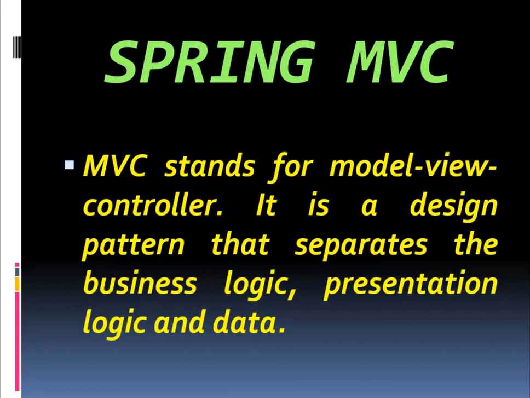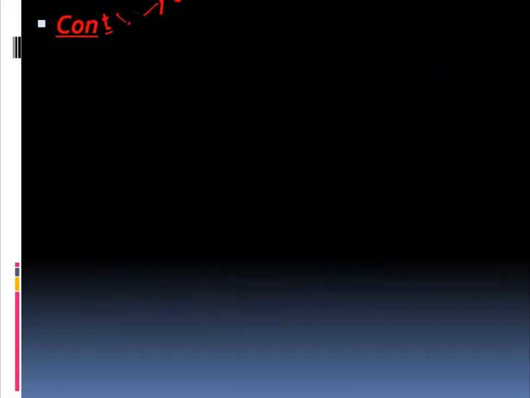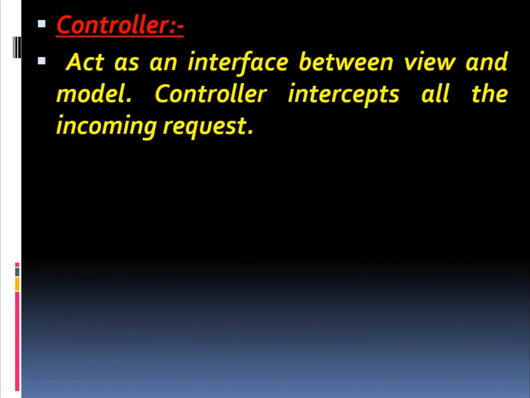Not only the Spring framework, other frameworks like Struts also have MVC architecture. So in every language and technology there is MVC architecture. MVC means model view controller. First, what is controller? Controller acts as an interface between view and model. Okay. So it acts as an interface between the view layer and the model. Model means data.